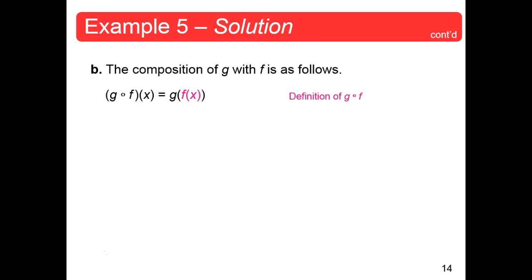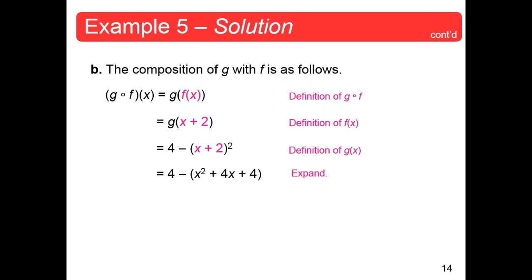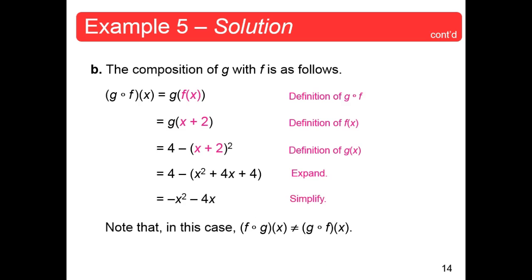This time, g composed with f. It's g of f of x, so you put the f of x in first. That's x plus 2. And then the g says start with the number 4, and then subtract what's in parentheses squared. Because it was 4 minus x squared, so now it's 4 minus (x plus 2) squared. Now you've got to square your x plus 2, just like y'all did. x squared plus 4x plus 4. Then negate what's in parentheses, and skip a few lines, and you get minus x squared minus 4x.